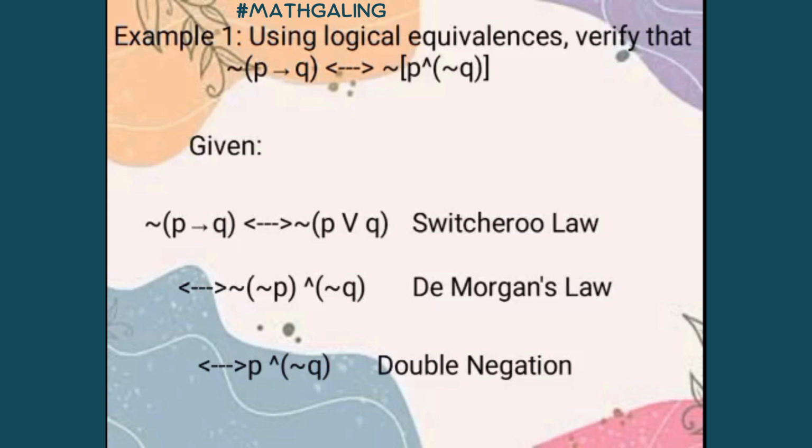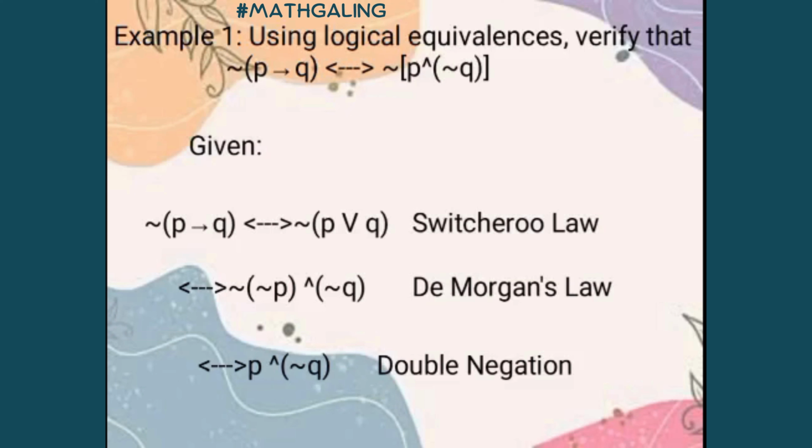First, the given P → Q is equivalent to not P or Q, so we use the conditional law. After that, we can also use De Morgan's law because we have here the negation of not P or Q, so it will become P and not Q. Then we can also simplify this one using double negation, so that is equivalent to P and not Q.